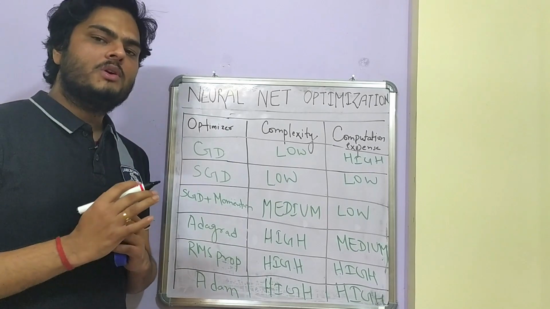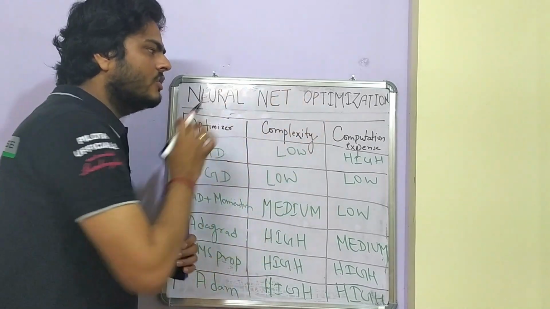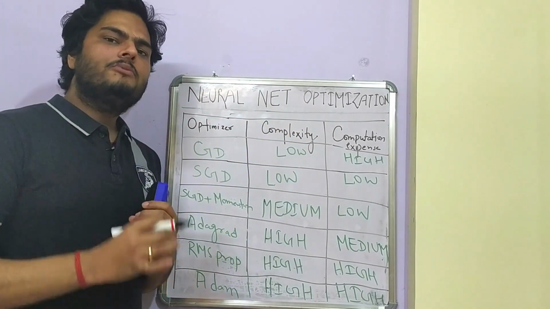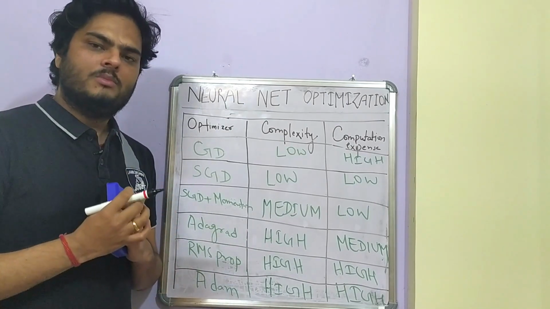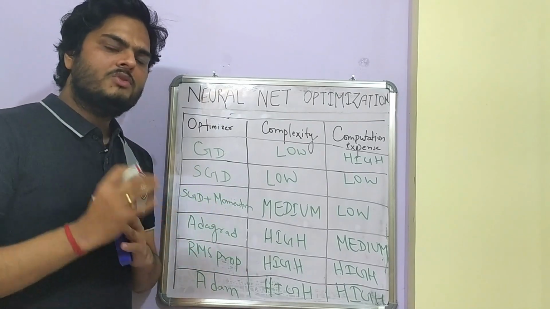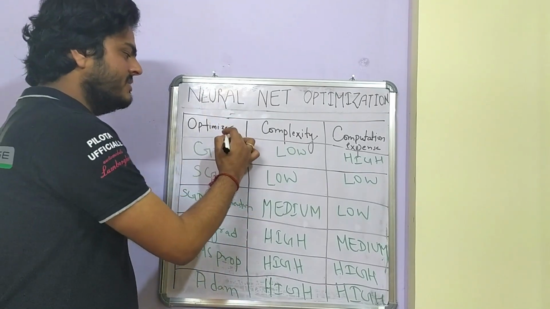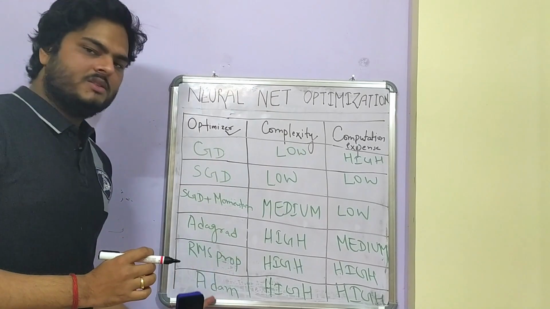In this video I am going to explain neural network optimization. What are the key factors we should consider when we go to optimize our neural network models? So the first thing we should start with is known as the optimizer. There are various optimizers here, okay?